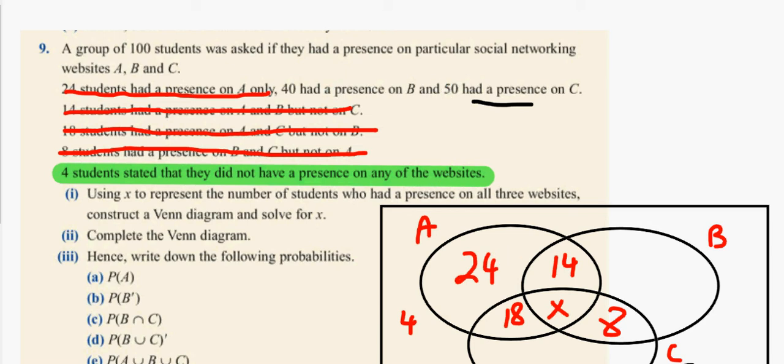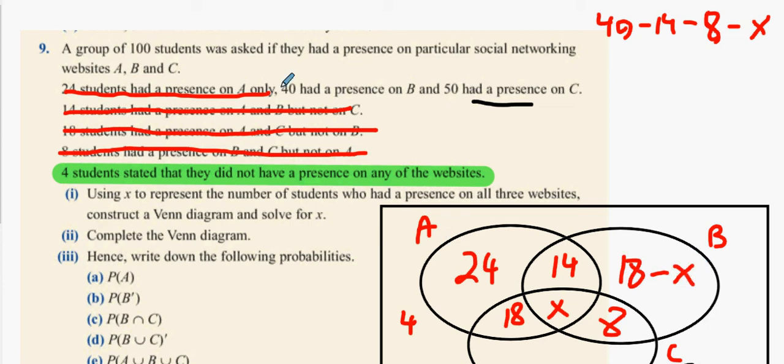40 had a presence on B. So, what does that mean? When I add all the sectors of B up together, it has to equal 40. So, it's going to be 40, take away 14, take away 8, take away X. And what do we get? 18 take away X. Cool with that?